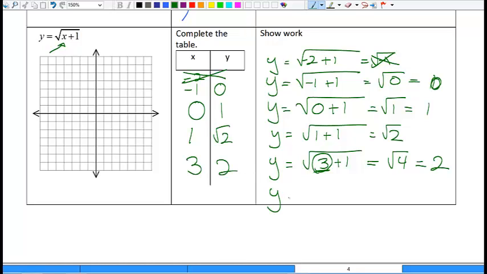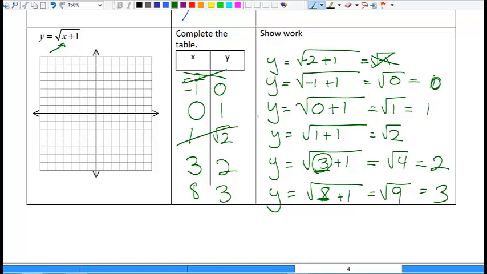All right, let's try one more. What value plus 1 is the next perfect square? Well, the next perfect square after 4 is the square root of 9, right? So what value plus 1 is 9? And that is 8. So if I plug in 8, that gets me the square root of 8 plus 1 is the square root of 9, and the square root of 9 is 3.